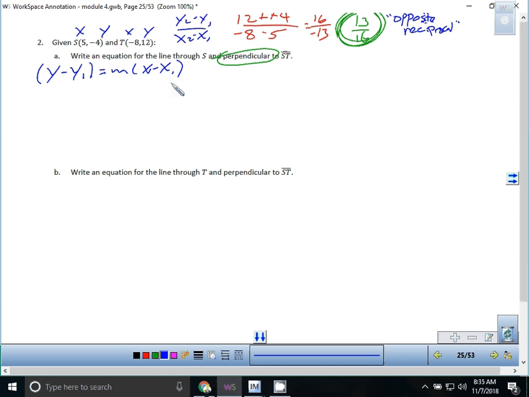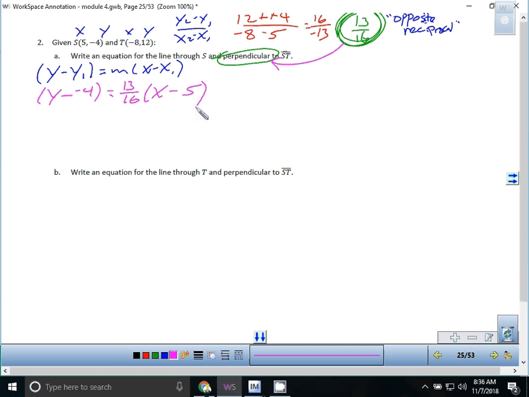So on part A, what do they want y'all to do? Let's go through S. So it'll be y minus, we got to use S. What's the y value for S? Negative 4. Y minus negative 4 equals, what slope did y'all just tell me to use? 13 over 16. The green one, we flipped it and changed the sign because it said perpendicular. Then x minus, again we're using S, so what's the x value? 5. Let's stop for a second. Does anybody have a question?